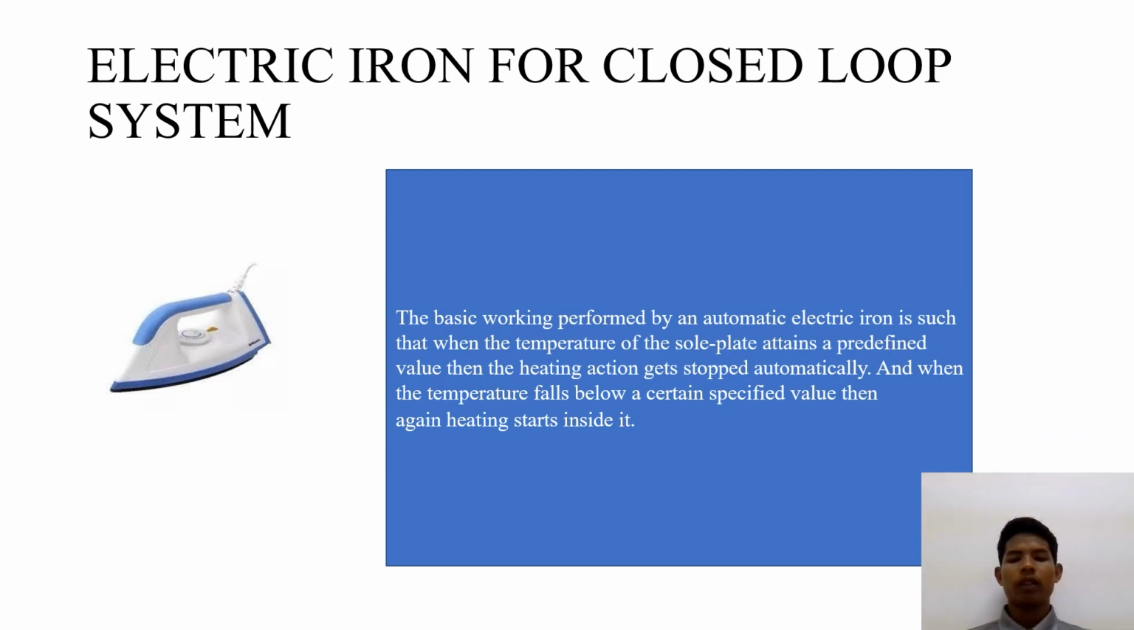This is how the electric iron closed loop system works. The basic working performed by an automatic electric iron is such that when the temperature of the sole plate attains a predefined value, the heating action stops automatically. And when the temperature falls below a certain specific value, heating starts again inside it.